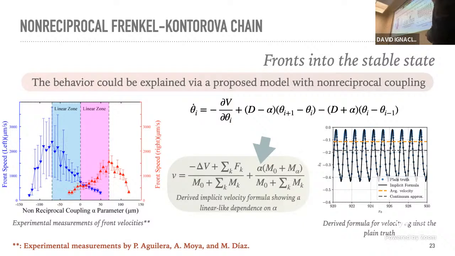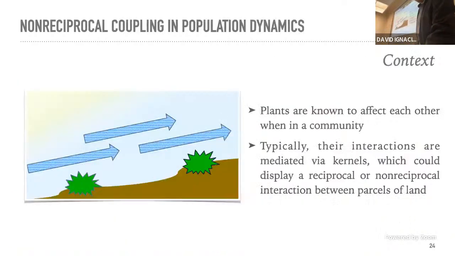Okay, here I show the plane true for the velocity of these fronts now into the stable state, because they connect two stable situations now. So you use a little bit different techniques. In the right graph, I show the perfect agreement between the formula derived and the plain true of numerical simulation. Okay. So this is really nice and it's work that we are developing.